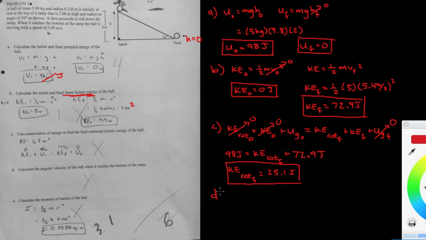And then part D, calculate the angular velocity of the ball when it reaches the bottom of the ramp. So the ball hits the bottom, and we're assuming that it doesn't slip. It doesn't say it, but we're just going to assume that it doesn't slip. So we know the radius of the ball.